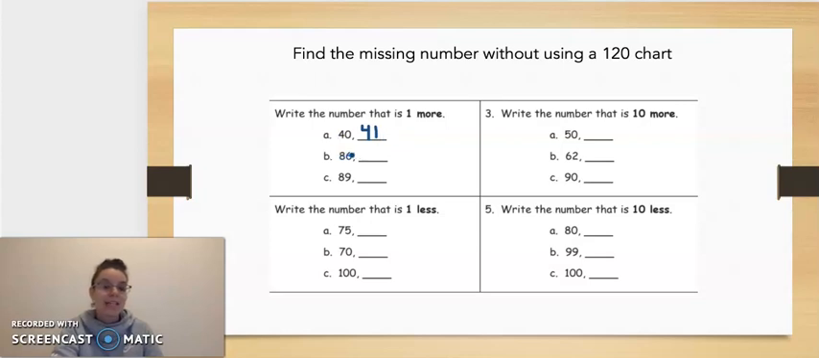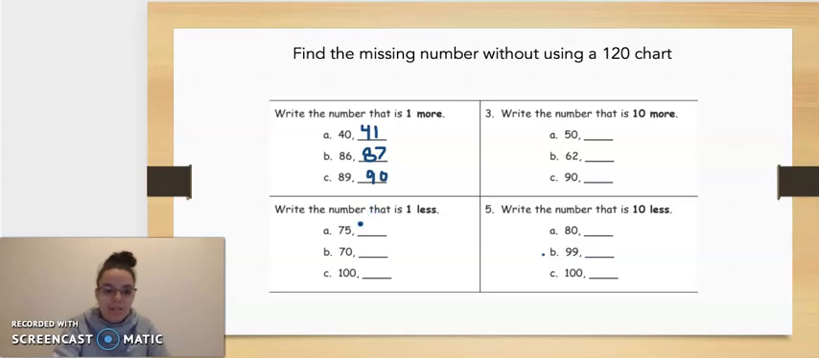1 more than 86 is 87. 1 more than 89, 90. Perfect. And now let's move on to this part. Write the number that is 1 less. So that means instead of making the number in the ones place go up 1, the number now needs to go down 1. All right?